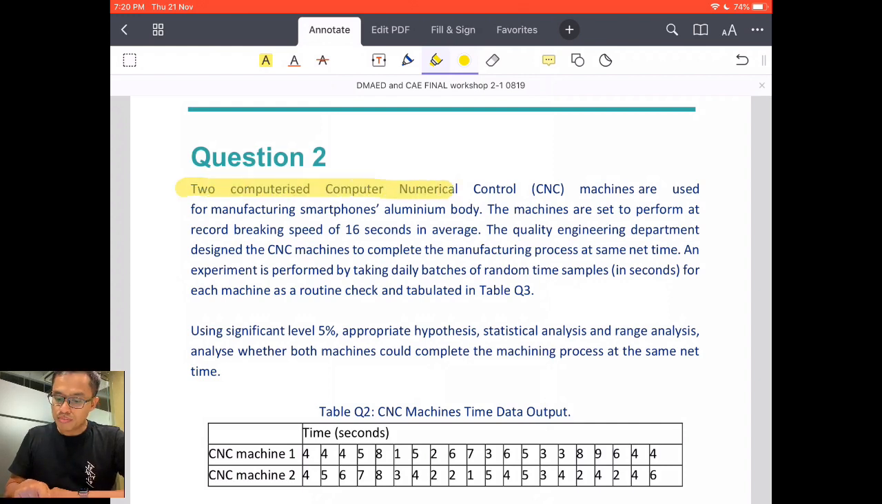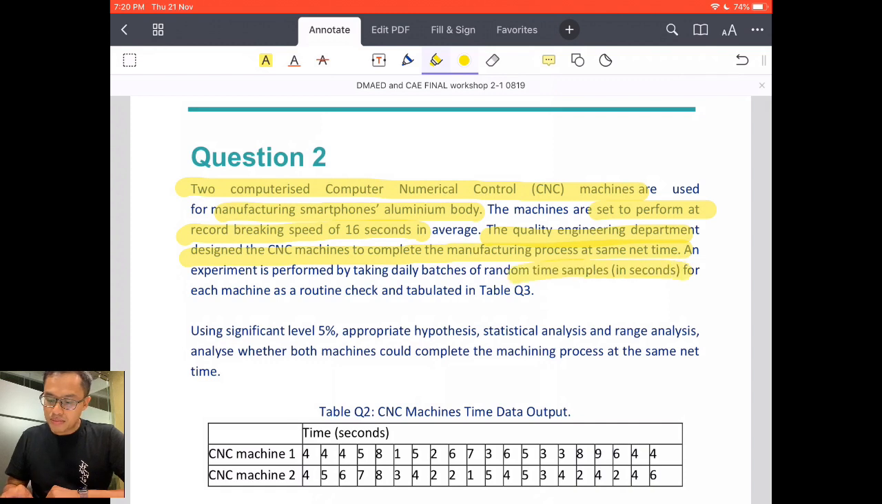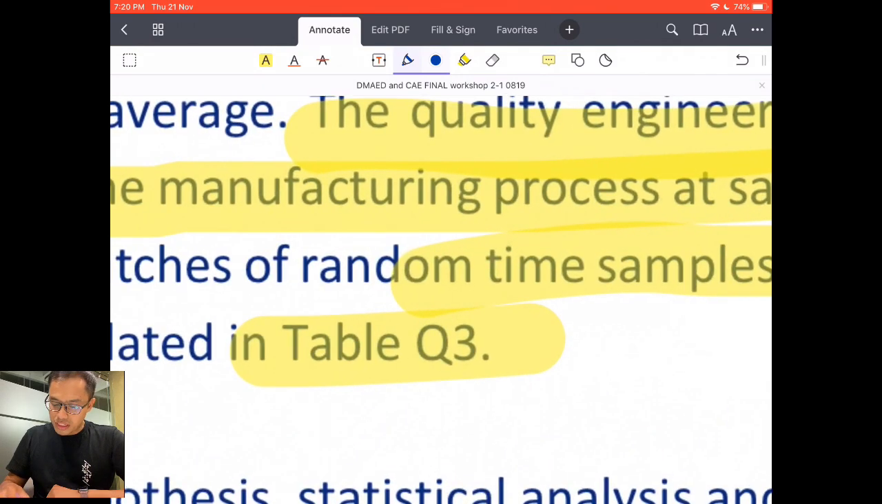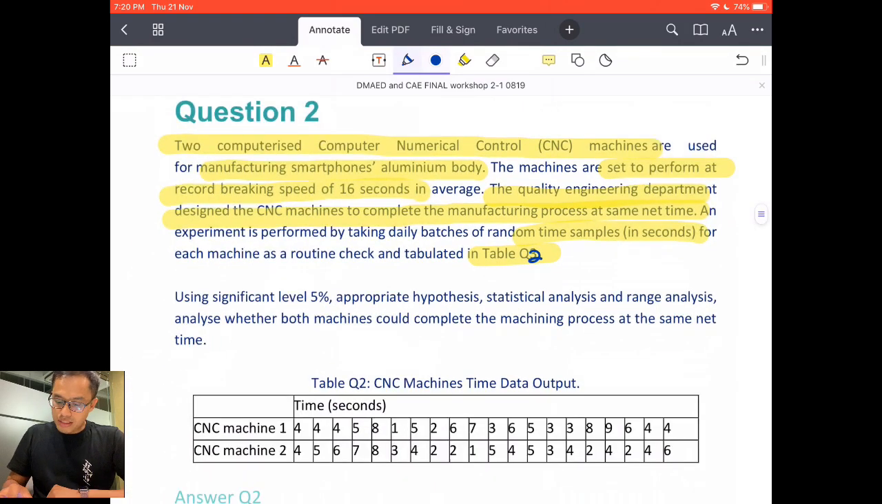Question 2 is about two computerized numerical control machines used for manufacturing smartphone aluminium bodies. These machines are set to perform at a record-breaking average speed of 16 seconds. The quality engineering department designed the CNC machines to complete them at the same net time. An experiment is performed by taking daily batches of time samples in seconds, tabulated in table Q2, as you can see here.